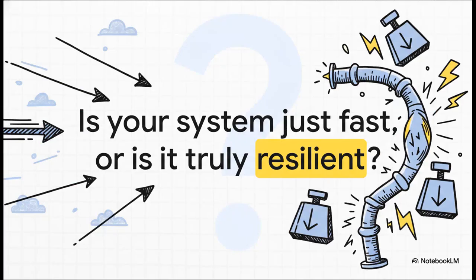Which really leaves us with one final important question to think about. It's pretty easy to build a system that's fast when all the conditions are perfect. But the real challenge, the real mark of a well-designed system, is building one that is truly resilient, one that can bend without breaking when it's under pressure. Because in the world of data, pressure isn't the exception, it's the rule.